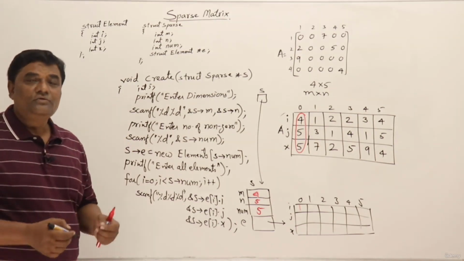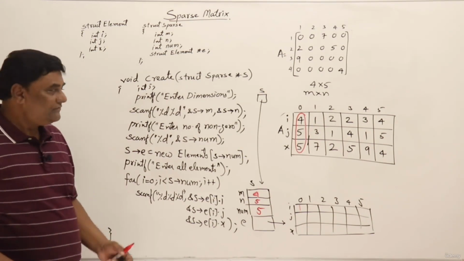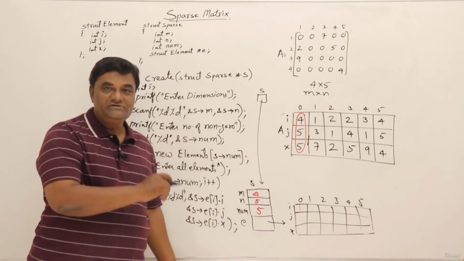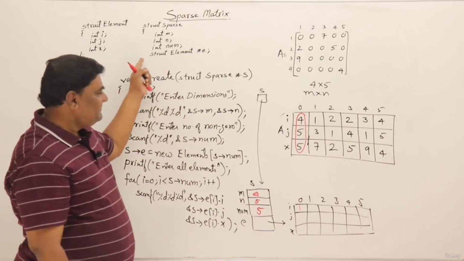Next we will see how to add two sparse matrices. For that, I will write the function, the code for adding two sparse matrices using the same representation.